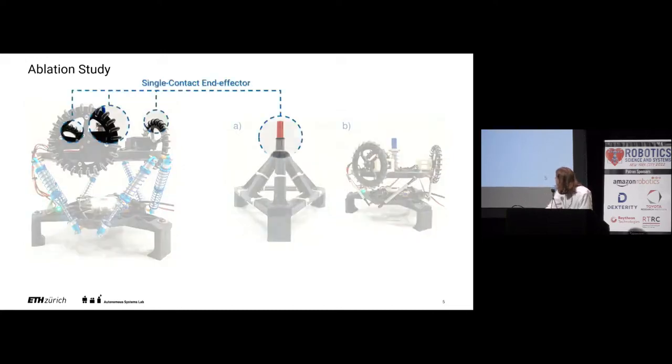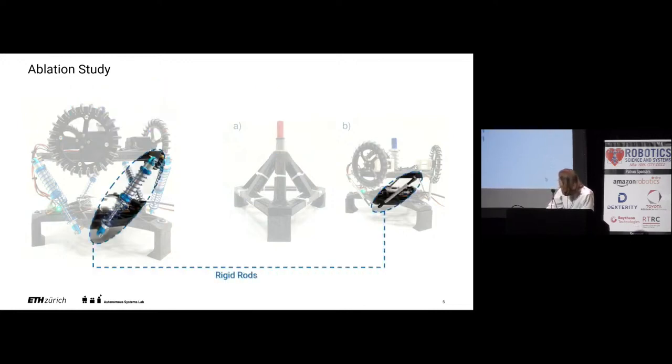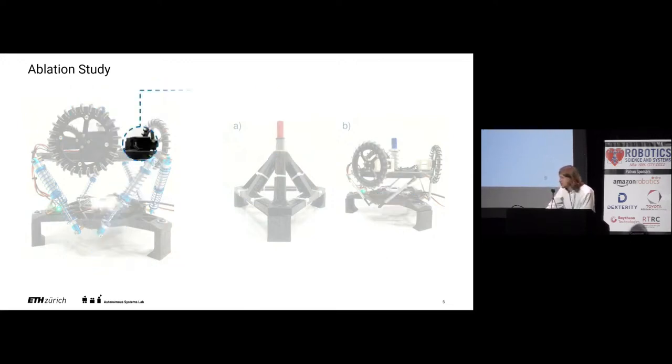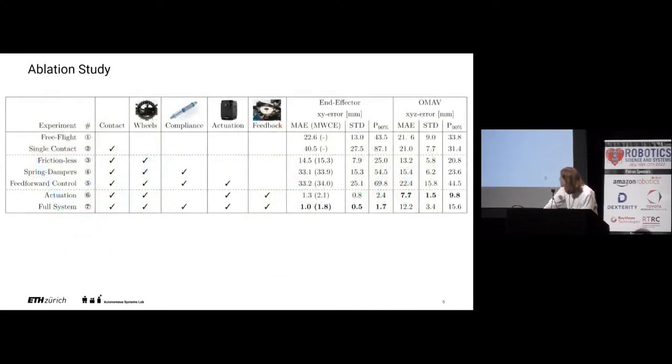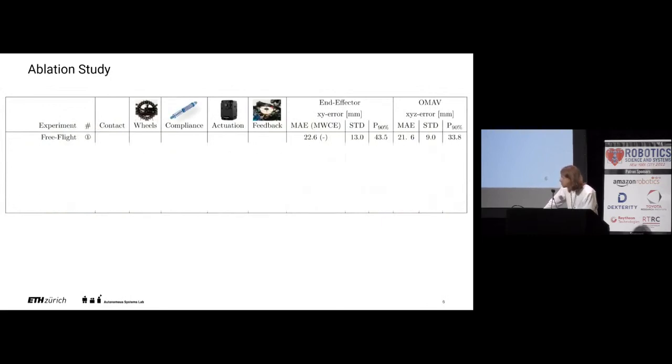To remove the multiple contact points, we built a single point of contact rigid end effector. We also had rigid rods as a replacement for our spring dampers. And then we also used dummy servos with bearings so that we have freely turning wheels. Additionally, we also ran our end effector in an open loop fashion. Here's a table with the results from the experiments. Let me just highlight a few of them.